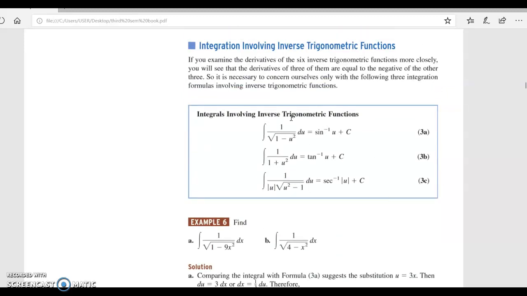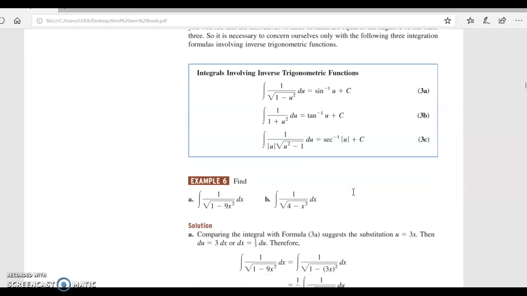And also we know that minus 1 by root of 1 minus u square, I can write as cos inverse. Minus of this, I can write cot inverse. Minus of this, I can write cosec inverse. Okay.